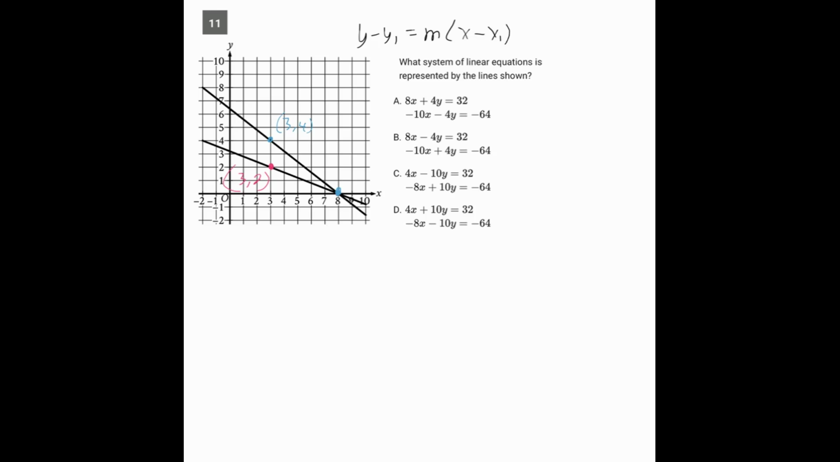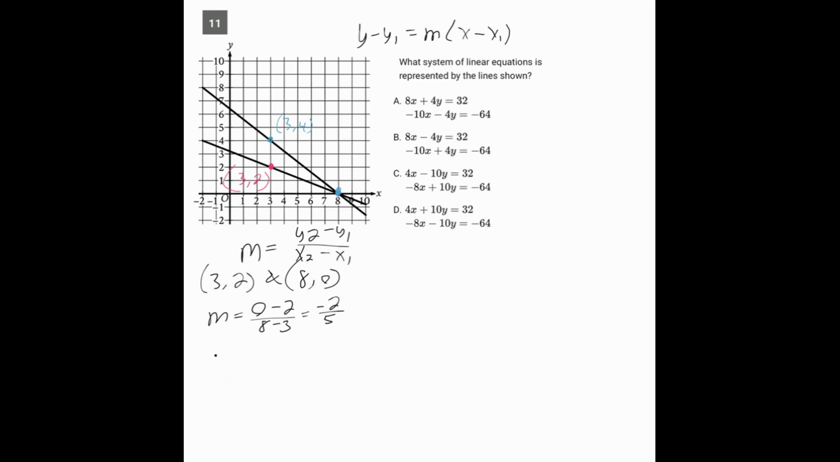both of these lines. So for the bottom one, we'll start with the slope formula, y2 minus y1 over x2 minus x1. And the points we're using are the (3, 2) and the (8, 0) that both points have. So if we put that into the slope formula, we'll have slope is 0 minus 2 over 8 minus 3, which is negative 2 over 5.